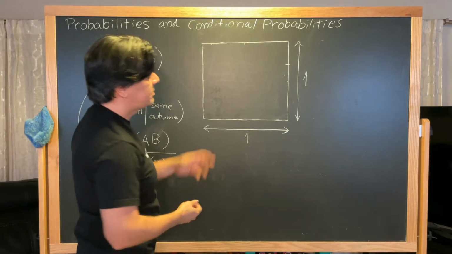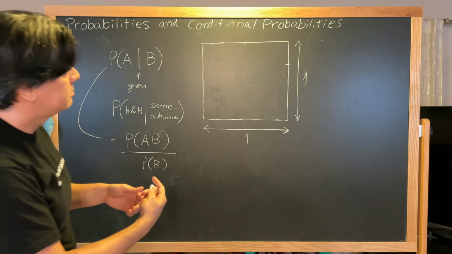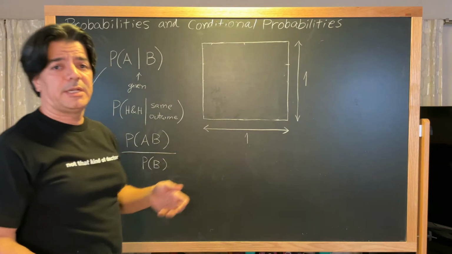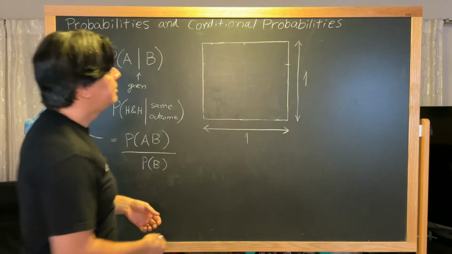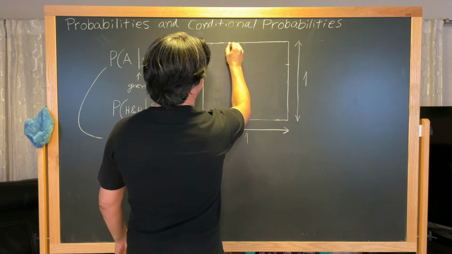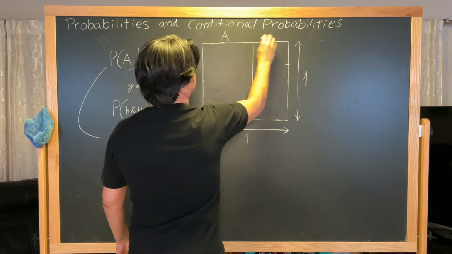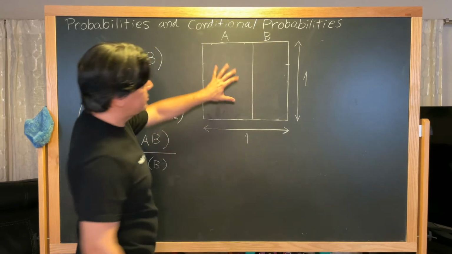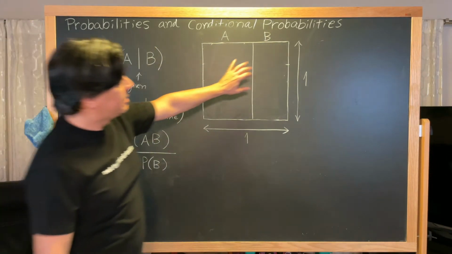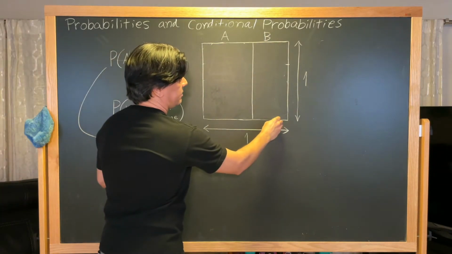So this is me asking you, when I shoot a dart, there's a 60% chance it's going to land on the A side, and a 40% chance it's going to land on the B side. So more or less something like this, right? Imagine that this is 60% of the area, and that is 40% of the area.